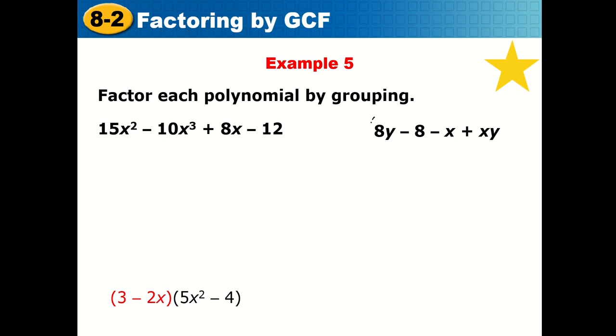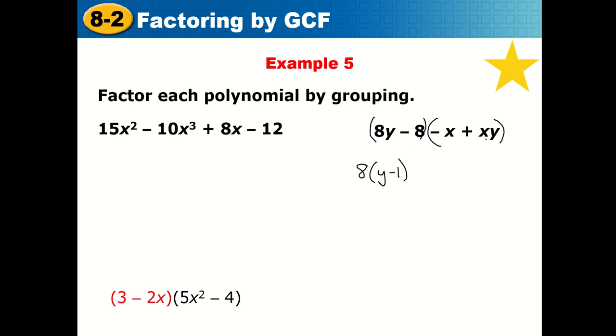So this one we're going to group. And look, the negative is already there, so we might be needing to take a negative out of this one. So we have 8y minus 8, so I'm going to take an 8. Hopefully you recognize right away that same number, so greatest common factor is 8. And then it's y minus 1, because 8 divided by 8 is 1.